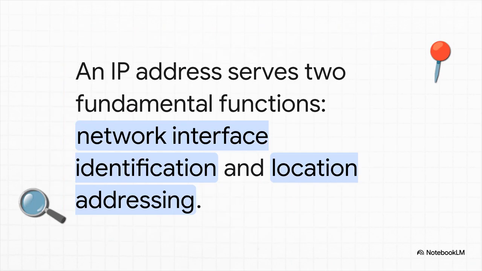And this digital address is actually doing two critical jobs at the exact same time. First up, identification. It's what makes your specific phone or laptop distinct from all the other billions of devices out there. And second, location. It provides the actual address for that device on the network. So one tells you who the data is for, and the other tells you exactly where to deliver it.